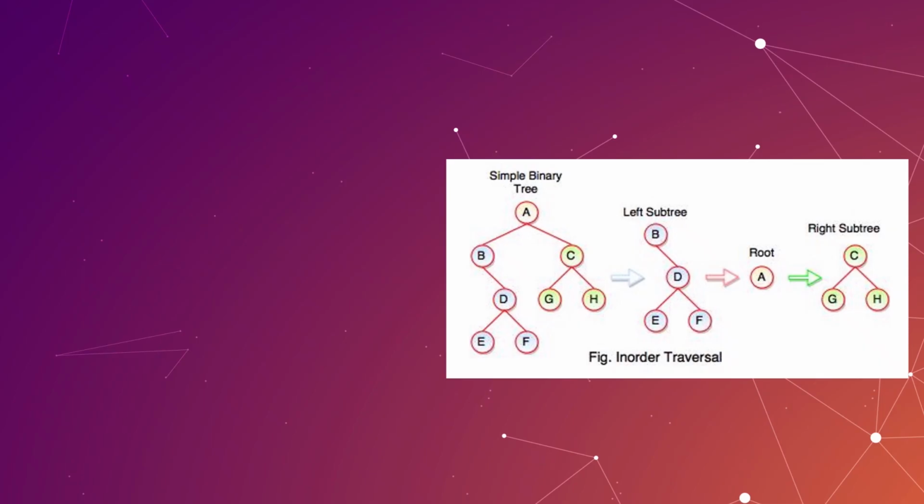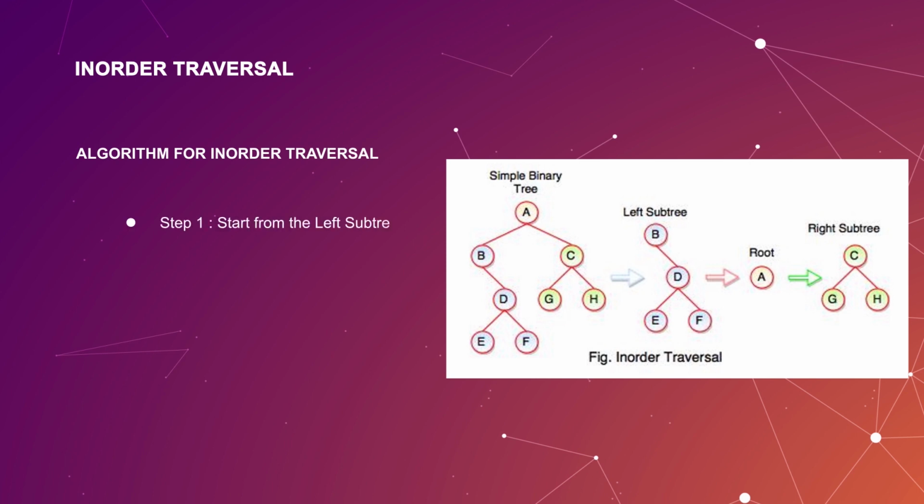In order traversal, starting from the left subtree, then we visit the root node, then we go for the right subtree. By this example we can understand. Take the same example: A is the root node, B and C are the left and right subtrees of A, and all of the elements are connected with them. First we disconnect the left subtree as per in order. First we cover the left subtree, that is B, D, E and F. Then we go for the root, then the right subtree.